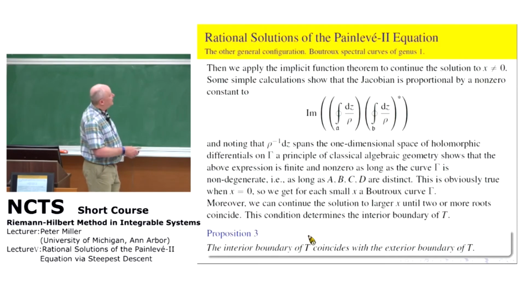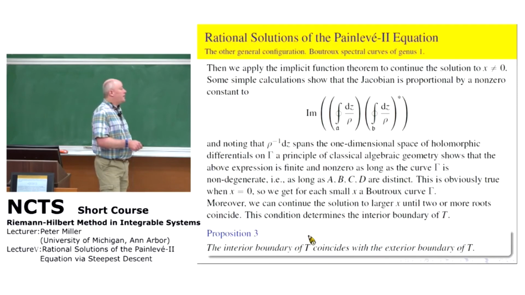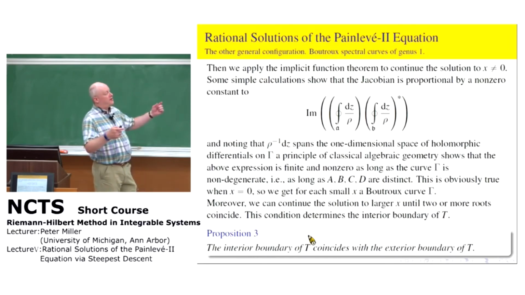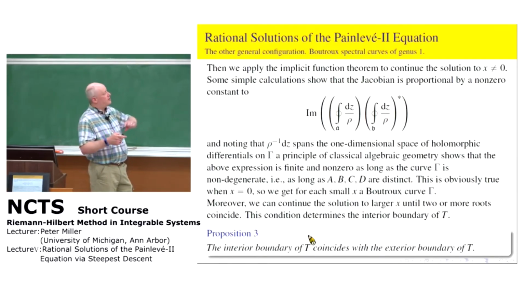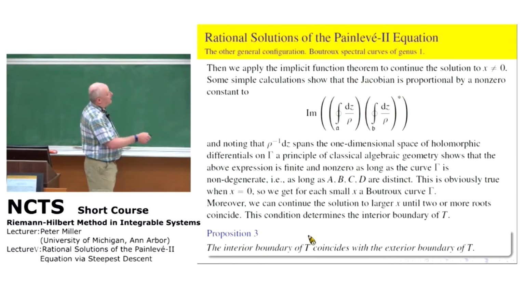And so what it means is that we can continue the solution to a small neighborhood of x equals 0 and get a Boutroux curve gamma with branch points A, B, C, and D. And moreover, we can continue the solution to larger x until 2 or more roots coincide, because that's the only place where the Jacobian can have a problem. And this condition, that 2 or more roots coincide, is what determines the interior boundary of the triangle T. So the exterior boundary of the triangle was where the C moves on to the 0 level curve. The interior boundary is where 2 or more roots coalesce after being continued using this Jacobian here.